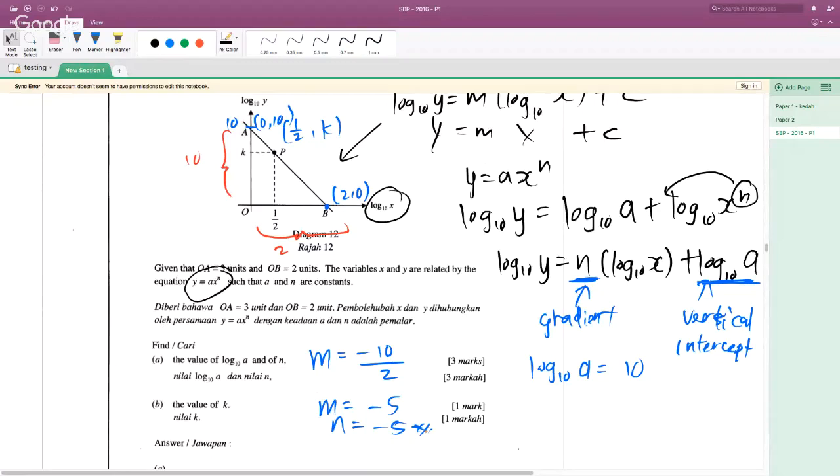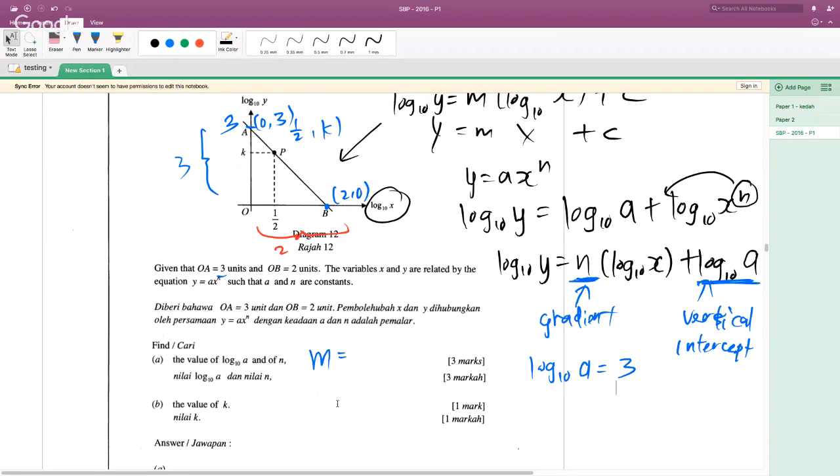Why is OA 10? Because it's 3. I just read it wrongly. Oh my god. Yeah, the question actually says 3, so this one is not 10. This is 3, so this is okay. So this is 0, 3, and then we have the vertical intercept is 3. Yeah, that's all. And over here is wrong also.